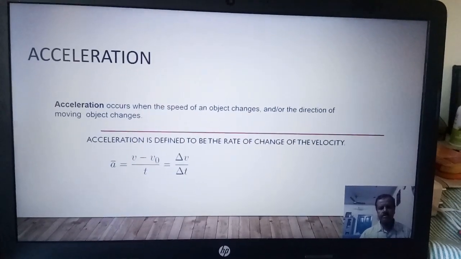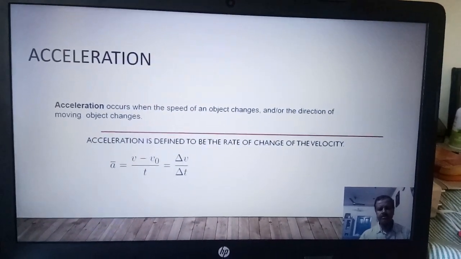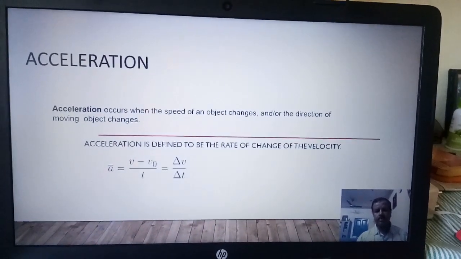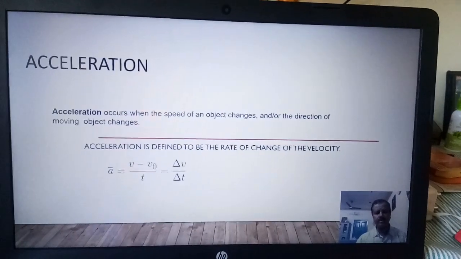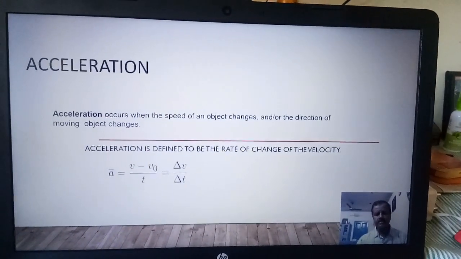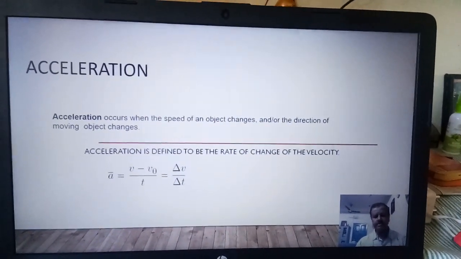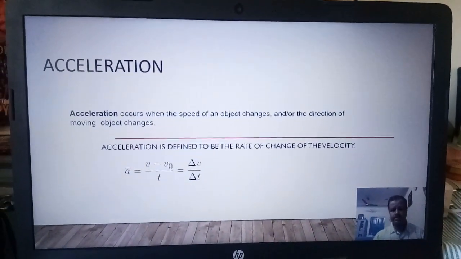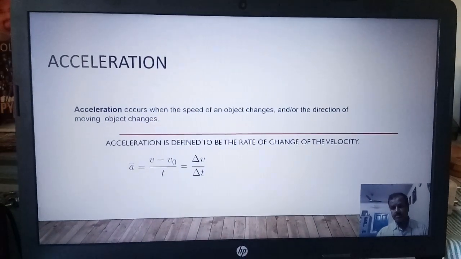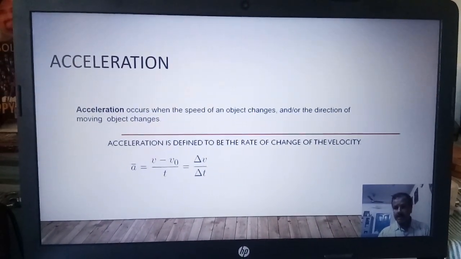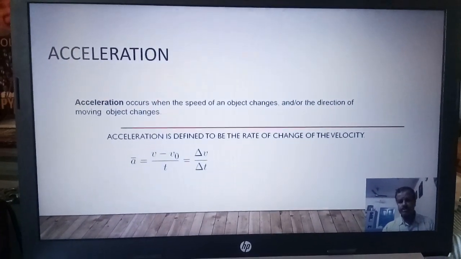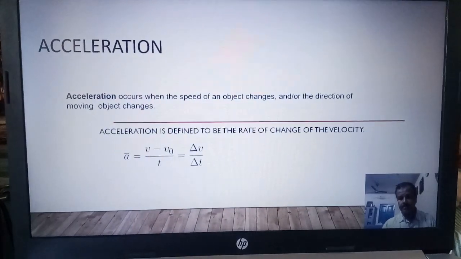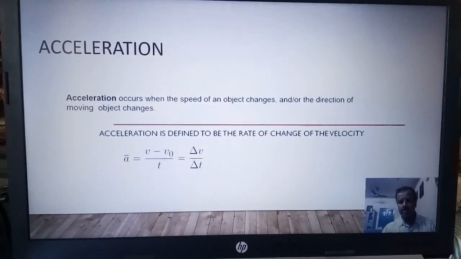So acceleration occurs whenever there is a change in speed of an object or a change in velocity of the object. You see, velocity is a vector quantity. Whenever there is a change in velocity of an object, then there is an acceleration. Change in velocity of an object can take place by two things: either speed must change, or the direction of the motion should change, or both can change. So two things, either speed, the magnitude of velocity, or direction.